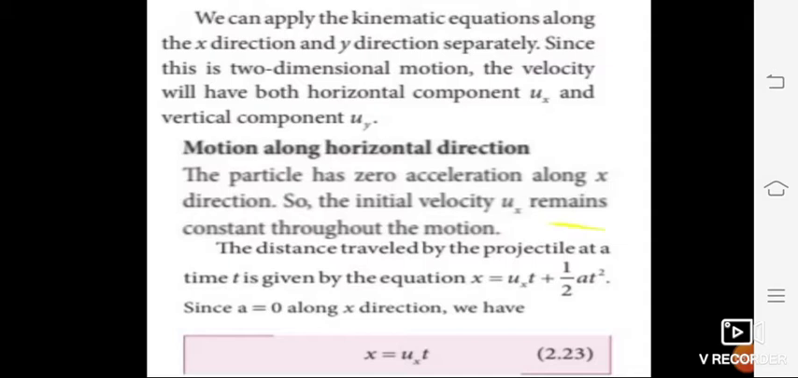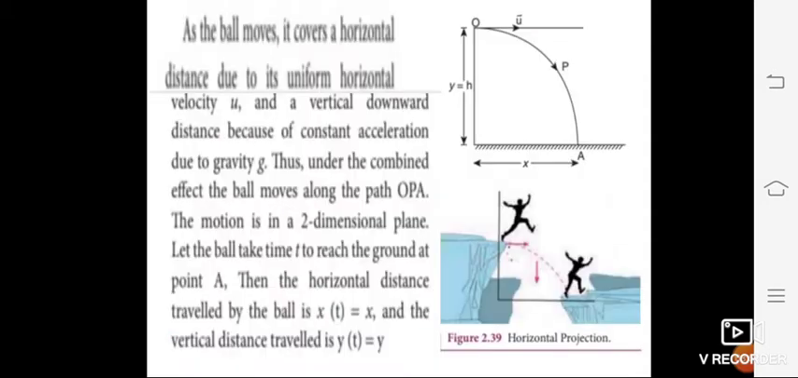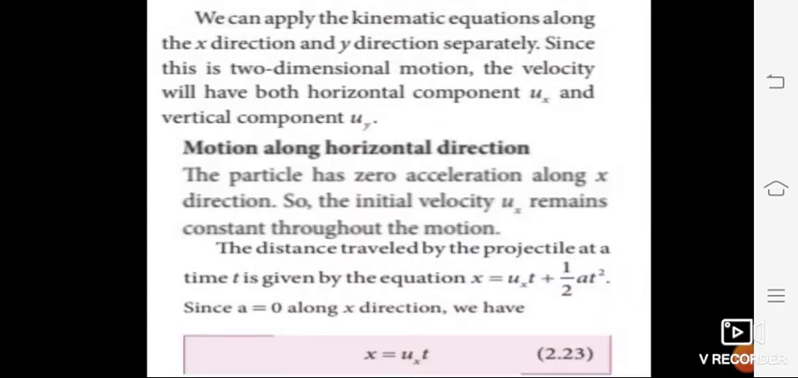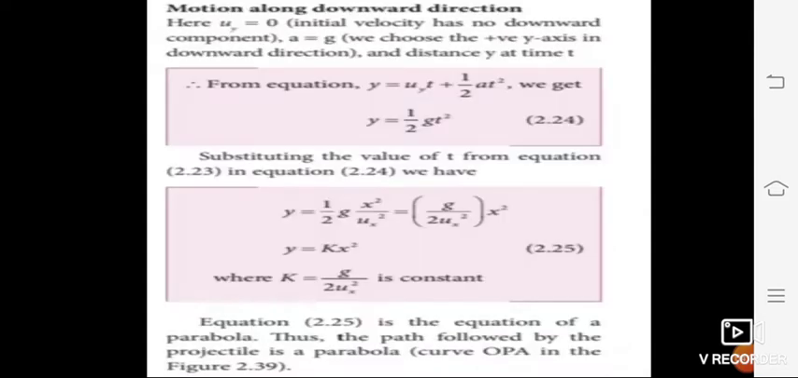So you know the formula from the kinematic equations. The displacement y is equal to ut plus half at square. That formula is changed to x is equal to uxt plus half at square. Since a is equal to 0, at the initial position the particle has zero acceleration along the x direction. Along the x direction there is no acceleration, so we can take the acceleration as 0. Substituting in this equation, a is equal to 0. So x is equal to ux into t.